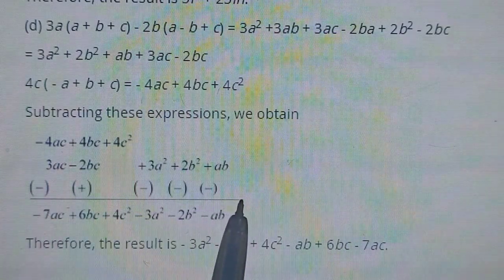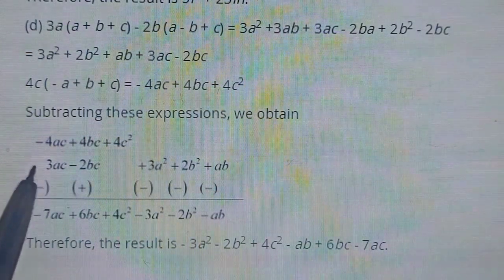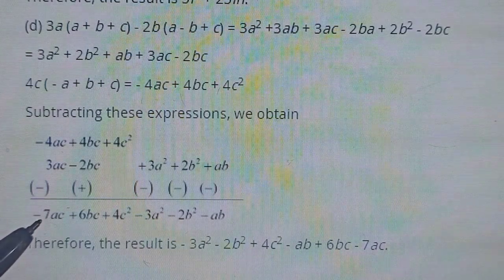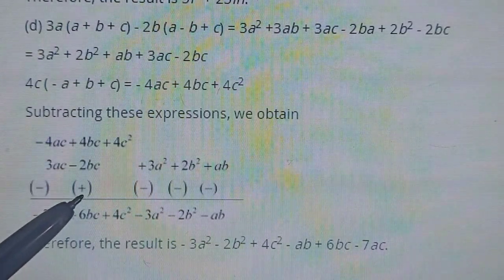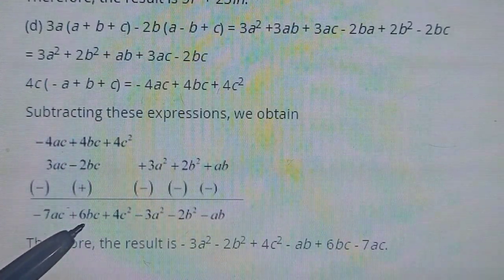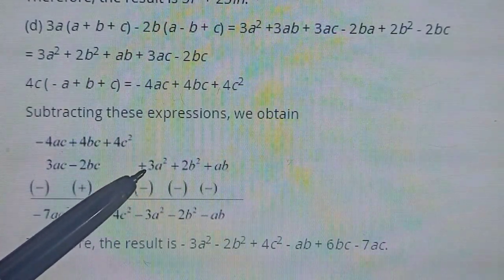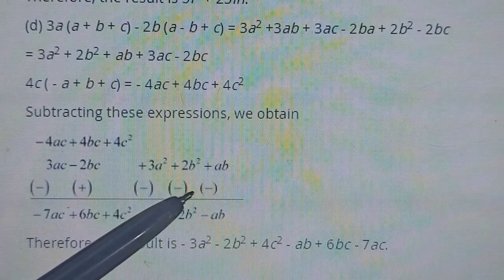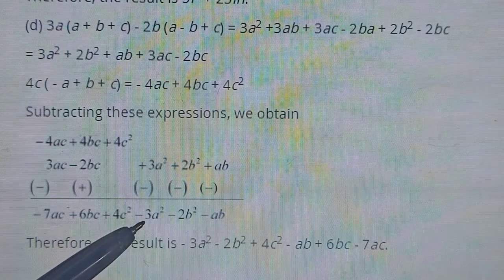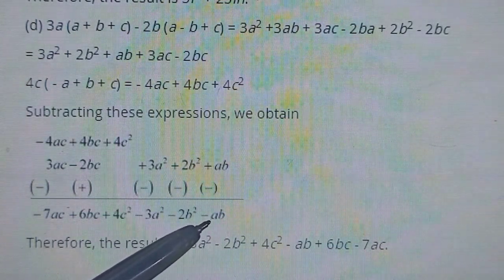Now they will all change the sign. Second row, all the terms have to change their sign. Okay, so this will become minus, and the above was also minus, so both negatives added. Minus 4, minus 3, minus 7 acs. Then you had plus 4, and this has also become plus now. So plus 4 and plus 2, that gives you plus 6 bc. No more c squares were there, will be copied as it is. These will also come as it is, but obviously with the sign changed, because these were to be subtracted, so all of them will change the sign. This will become minus 3a square, minus 2b square, and minus ab.